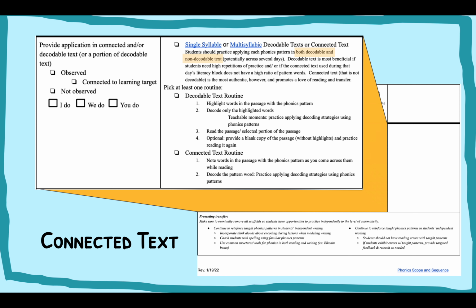That doesn't mean that you need to do both decodable and non-decodable daily, but certainly across the week, you would want to make sure that kids have opportunities to explicitly apply the pattern in both types of text. So we know that we're reading other connected text, but if they're not actually applying the pattern ever in there, then that's probably not checking the box here.